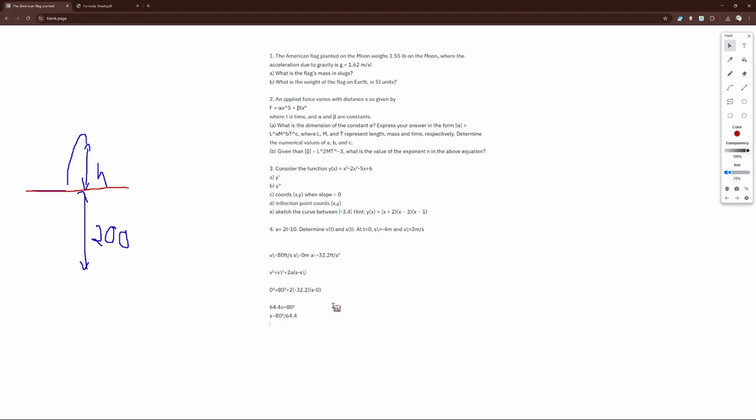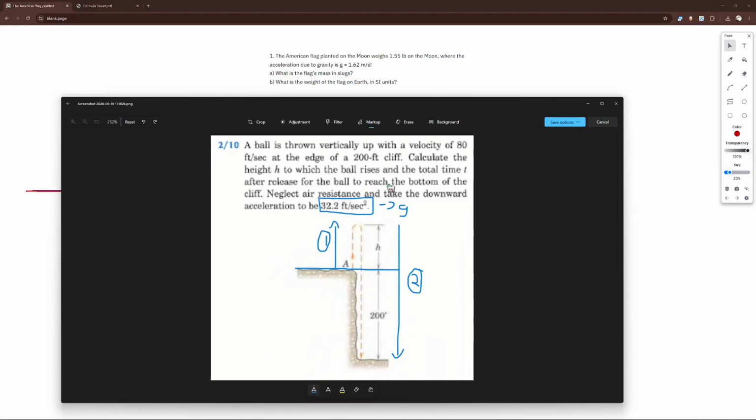So putting this into the calculator, you get 80 squared over 64.4. And that gives you S, which is equal to H, which is equal to 99.379 feet. Remember, I said 3 significant figures in the theory video. We're going to be sticking to 3 significant figures throughout. So we've done the first part of the question, which was finding H.